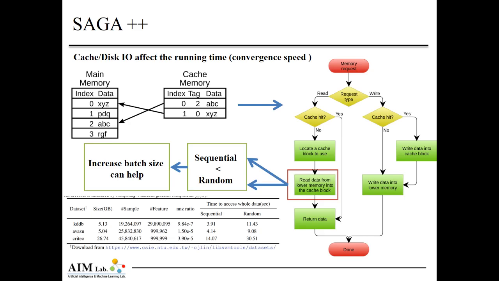In practice, the case disk I/O affects the running time. We call conversion speed. The intuition is that the running time for sequential data access is less than random data access. We can see the result here. So, in real life path size can help in terms of running time. So, our framework help in this situation, and Saga++ is proposed.